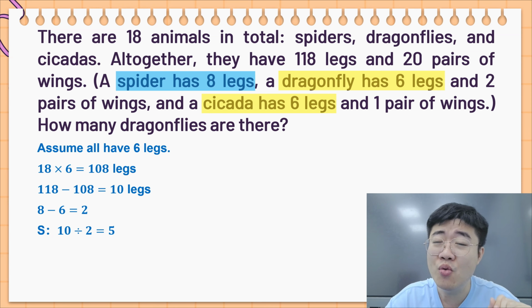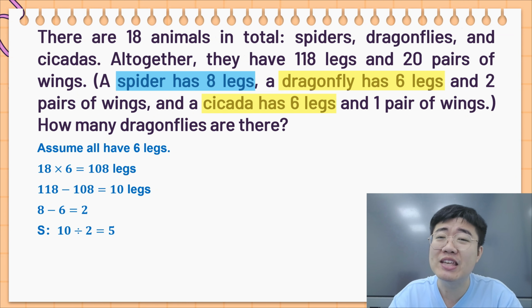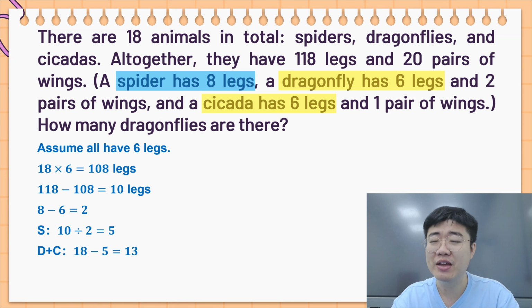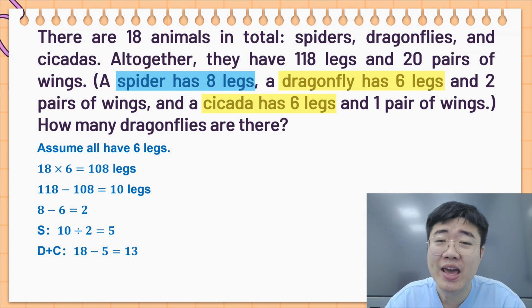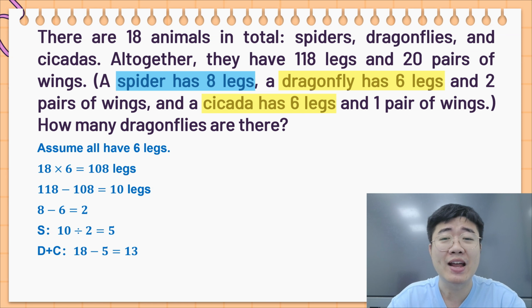This means that now we have 5 spiders. So 5 spiders, how about the other animals? Oh, the remaining will be 18 minus 5. We find the total number of dragonflies and cicadas is 13. So now it's no longer about the spider. The spider we already solved, there's a 5. So it's only about the dragonfly and the cicada.